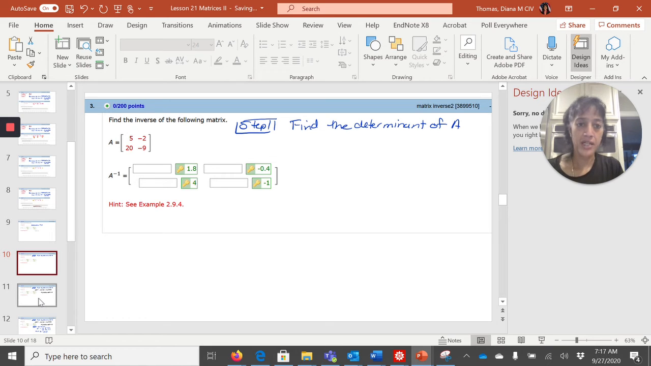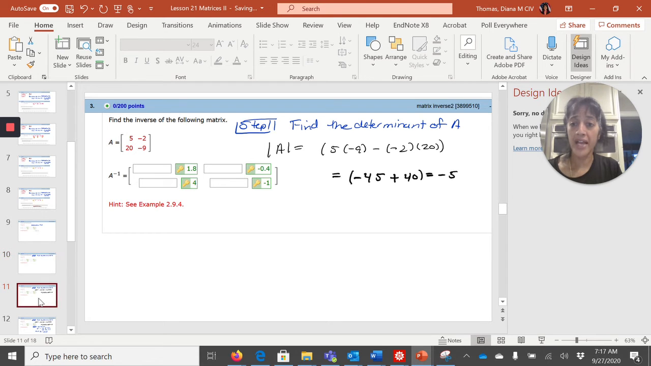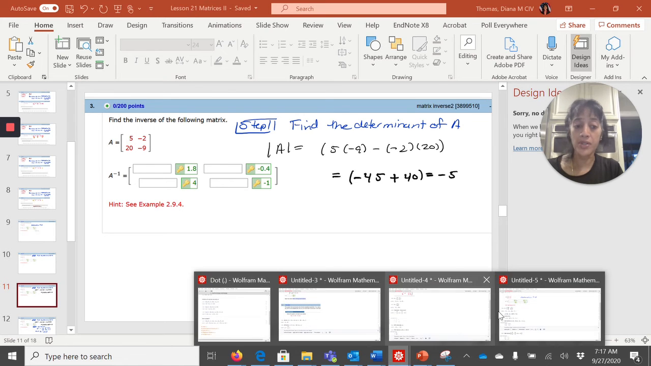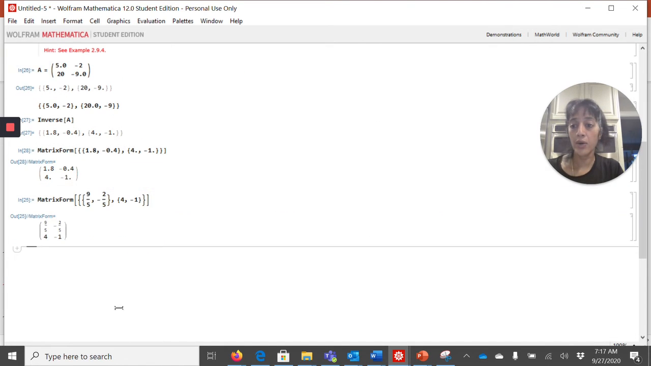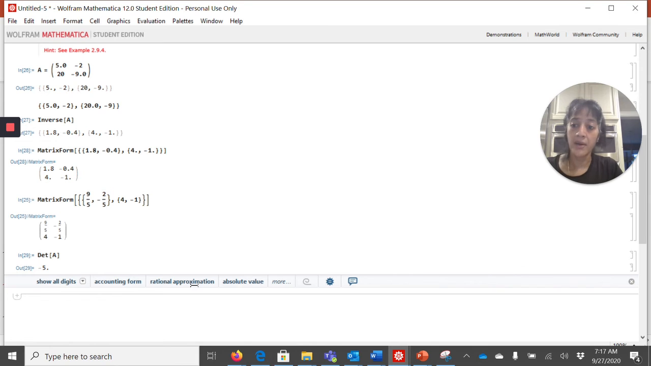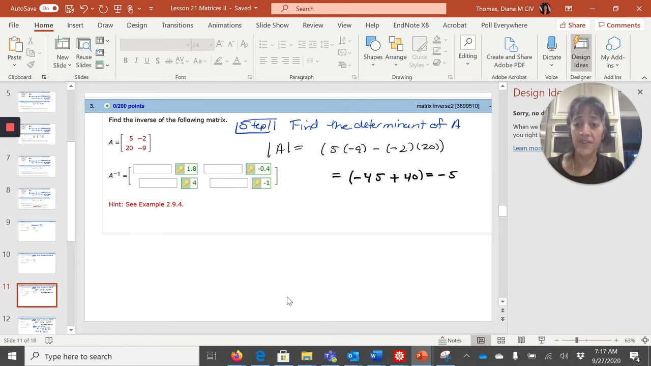There's the method of using determinants. Well, the first step is to find something called the determinant of A. So the determinant of A by hand is you multiply this direction, so that's 5 times minus 9, and you subtract the product on the other diagonal, minus 2 and 20. You have to be careful with signs, and you get minus 5. Now you can also go to Mathematica and go Det A, Shift Enter, and you get minus 5. I would prefer to do it on Mathematica because I make minus sign errors and all kinds of arithmetic mistakes. So here I can just get this answer on Mathematica. So you get minus 5.